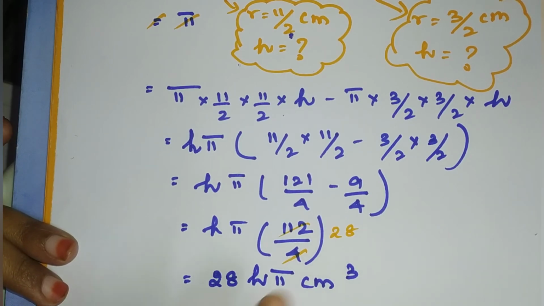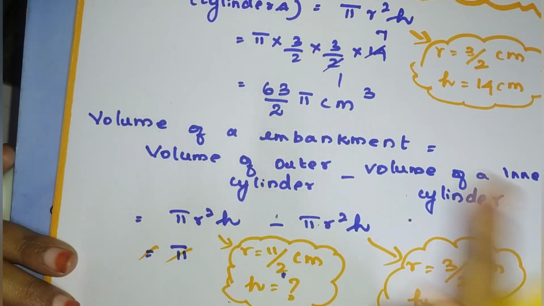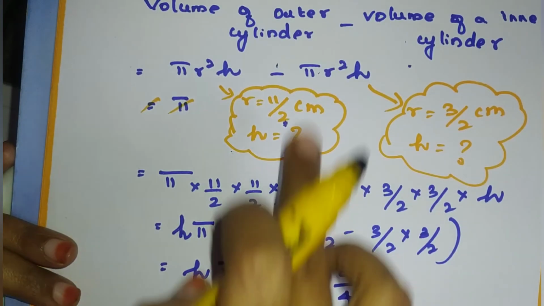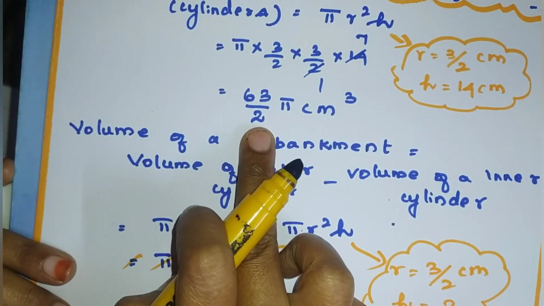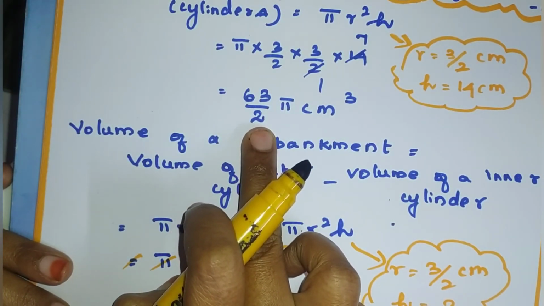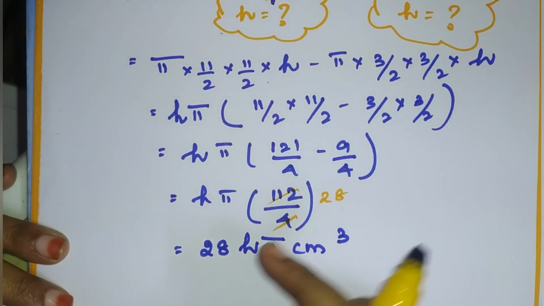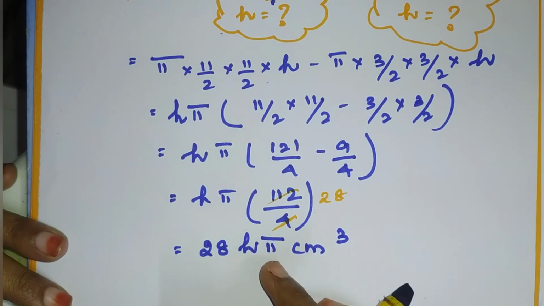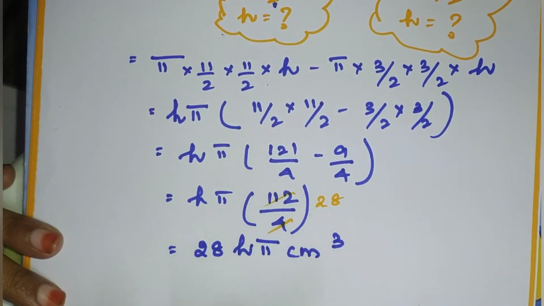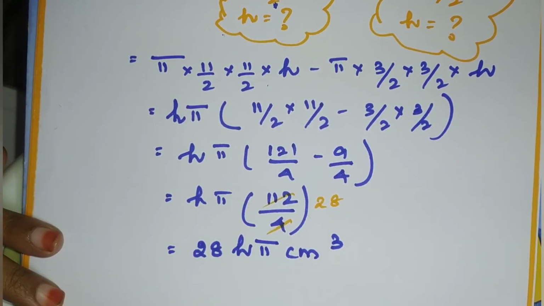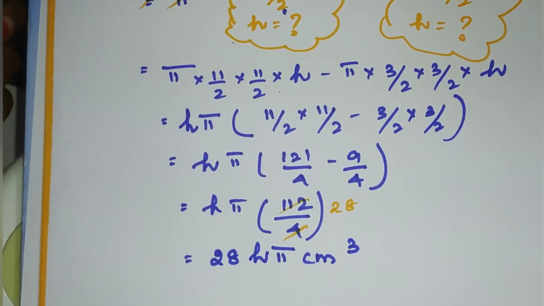Clear? So volume of cylinder A and the volume of cylinder B. The volume of cylinder A is 63 by 2 pi centimeter cube, and the volume of cylinder B is 28 h pi centimeter cube. This only I am going to compare, and I am going to find the height of the embankment. Clear?